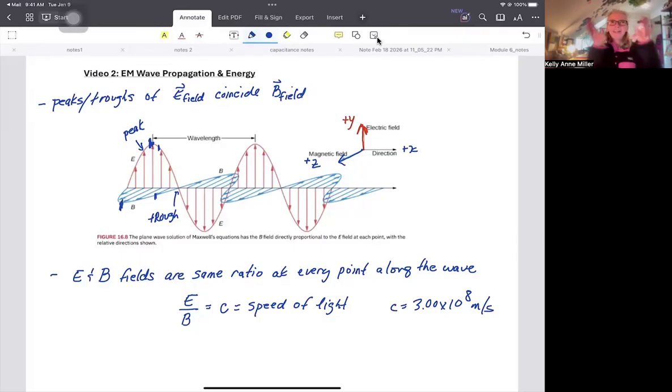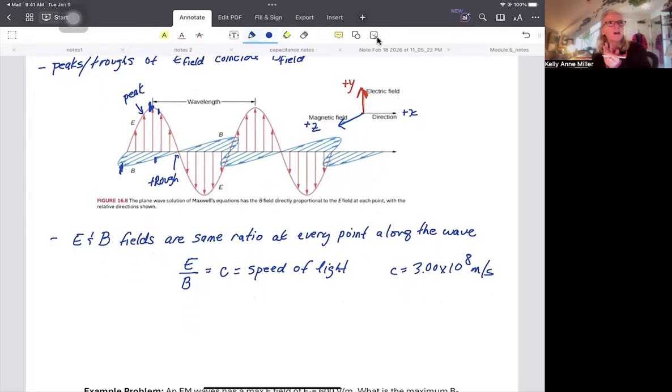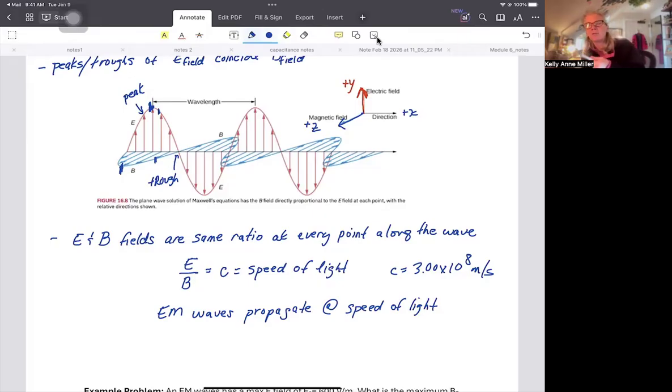Okay, which means that all E&M waves propagate at the speed of light, which is a fundamental truth. And again, it governs so much of the world around us. So EM waves propagate at the speed of light. Okay, so it doesn't matter whether you're talking about a microwave or an X-ray or visible light or a radio wave. All of those different examples of E&M waves propagate at the speed of light.